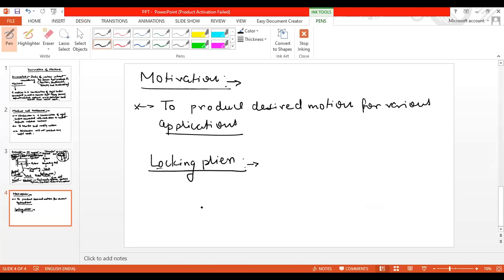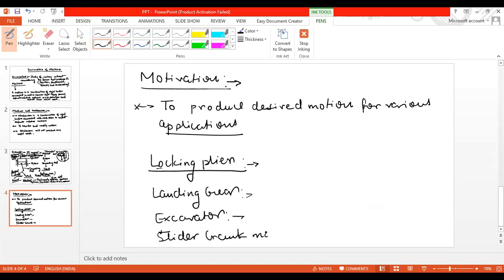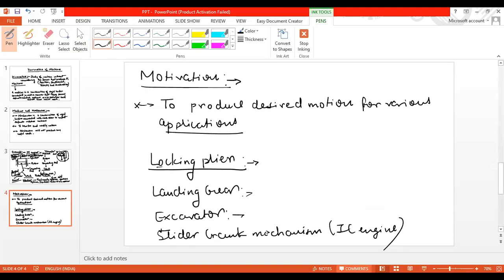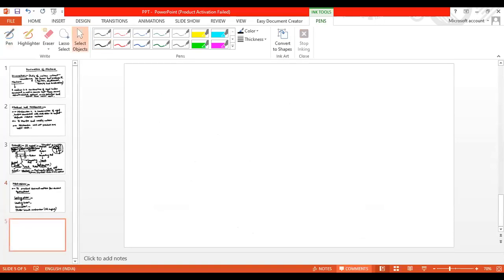So you can refer to these videos later on. I will just write down some examples so that you can refer to all these videos later on. Another is landing gear, then you have excavator, right? Then again this slider crank mechanism. Basically this is a part of an IC engine. So fine, these are other examples.